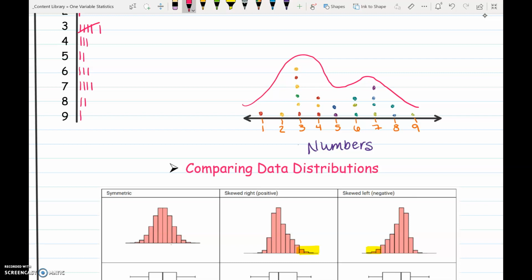Now, if we were to do another dot plot, and maybe have all 100 students, which again, then it would not be a good way to use a dot plot because there's just too much data, then that would probably give either a more symmetrical or a more skewed right or skewed left. When you're looking at a smaller set of data, it's a little bit harder to see.